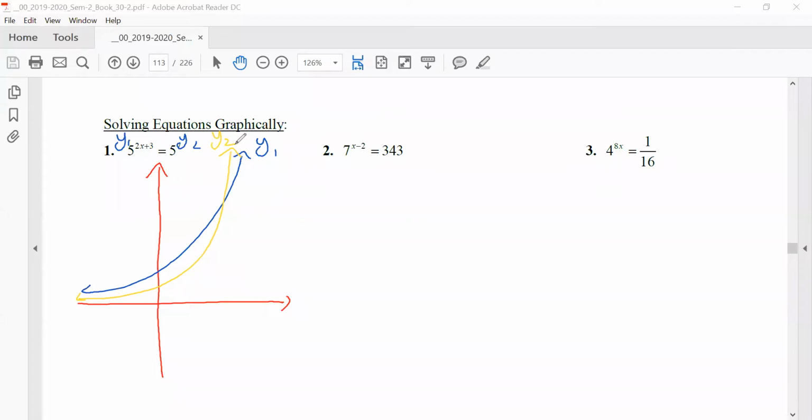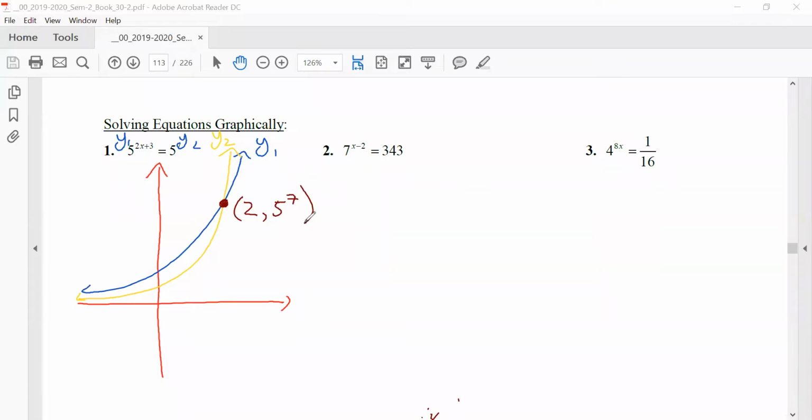Our solution is where these two graphs intersect, right there. So guess what? Your point of intersection is going to be the same as the answer that you had above. That's going to be at 2. Now, when x is 2, it's going to be 2 comma, a really big number, actually, guys. It's going to be whatever 5 to the power 7 is. It's going to be a massive, massive number.